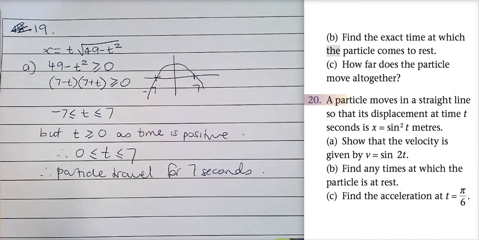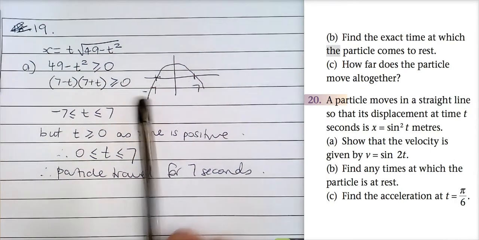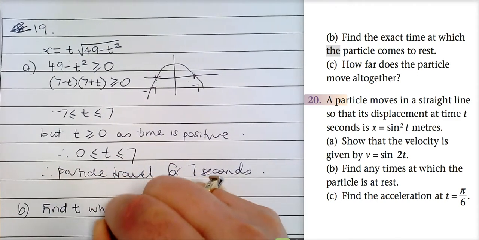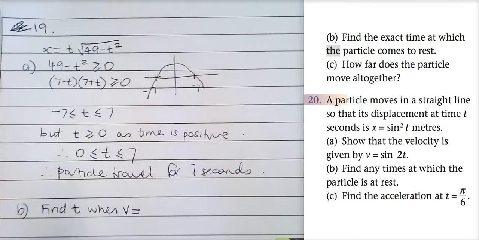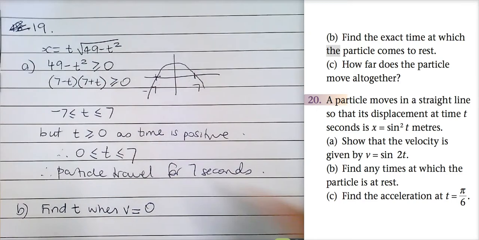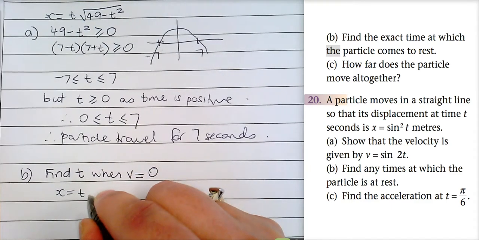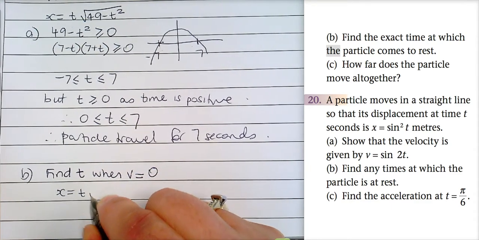I'm pausing. Okay, find the exact time when the particle comes to rest. So what do they ask you to find? Find t when v is 0. So you need an equation for v. You don't have one. So x is t times the square root of 49 minus t squared.